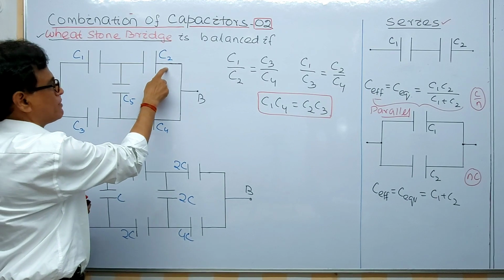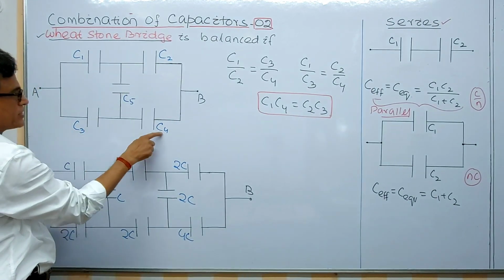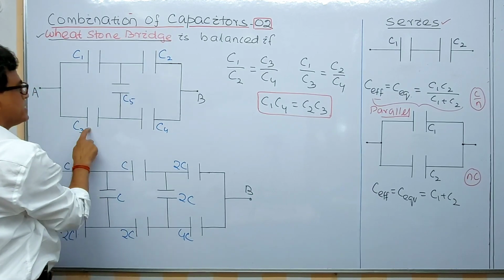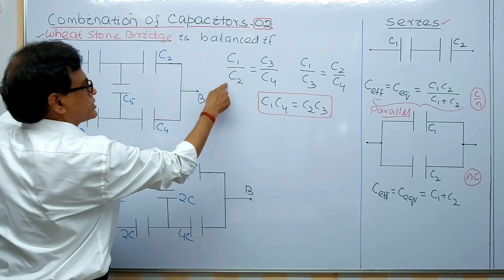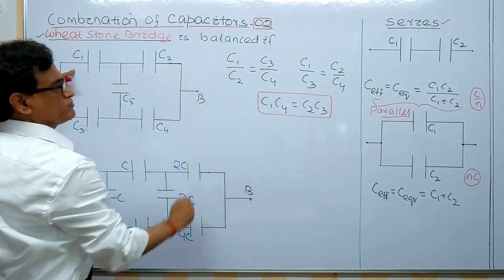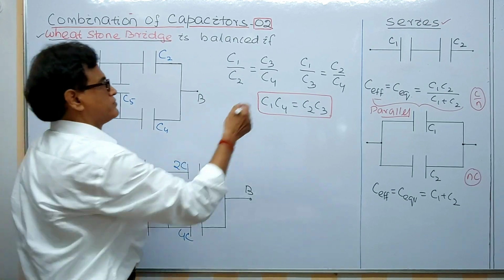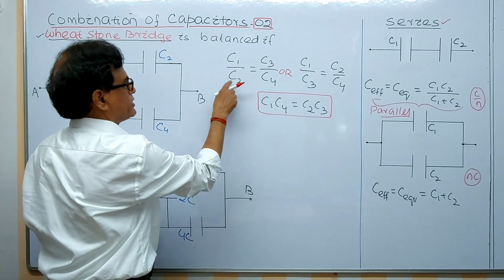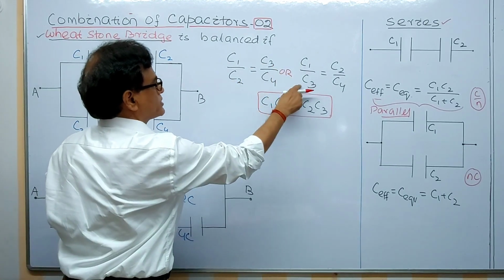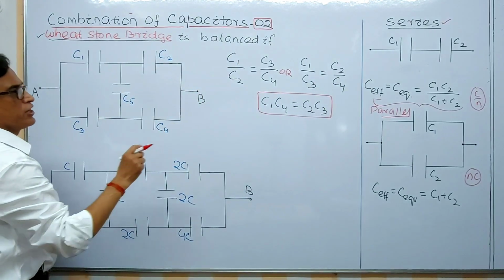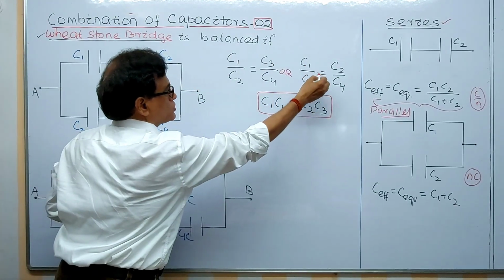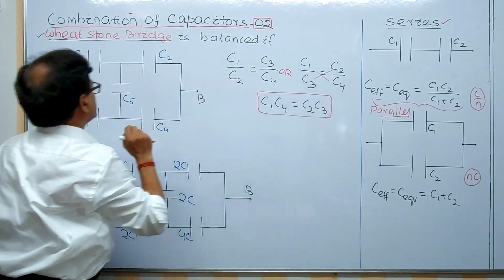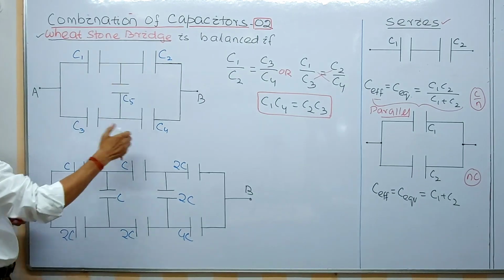this capacitance by this capacitance is equal to this capacitance by this capacitance. Again you see, this upon this equal to this upon this, C1 upon C2 equal to C3 upon C4, or you can cross multiply it. C1 upon C3 can be taken to this place, C2 upon C4. If you cross multiply it, C1 into C4 is equal to C2 into C3. This C1 by C3 is equal to C2 by C4.